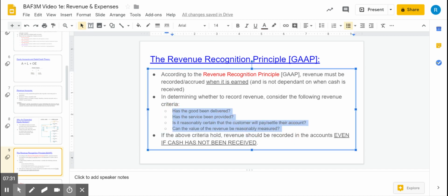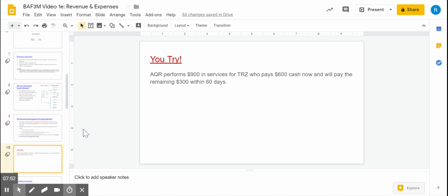And we're going to go over these in class a little bit more, but these will just help you. What we want to say is basically, is our business doing what it's doing to earn the money from this customer right now? Has the service been provided, or if they're buying a good, has the good been delivered? As long as we can say it's reasonably certain that the customer will pay us back later, then we can just record it. Okay, so I want you to do an example right here. This is the first you try.